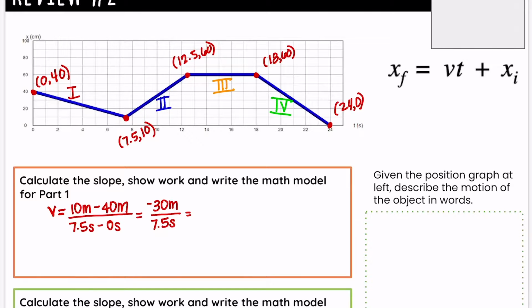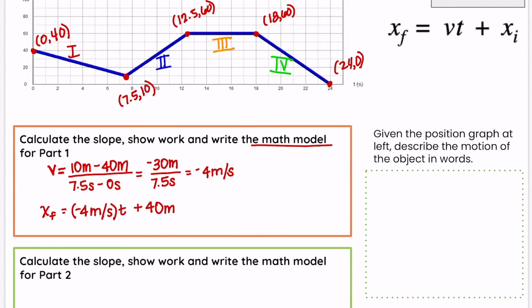But it is a negative. Let me erase it and make it more clear that it's negative 4 meters per second. So this is the velocity for segment 1. And now we're going to write the math model, which is the equation. So we have the velocity, so velocity is negative 4 meters per second times time plus the initial position of wherever it started at time 0, which is going to be 40 meters. And so this is our mathematical model for part 1. And that is where the initial position is.